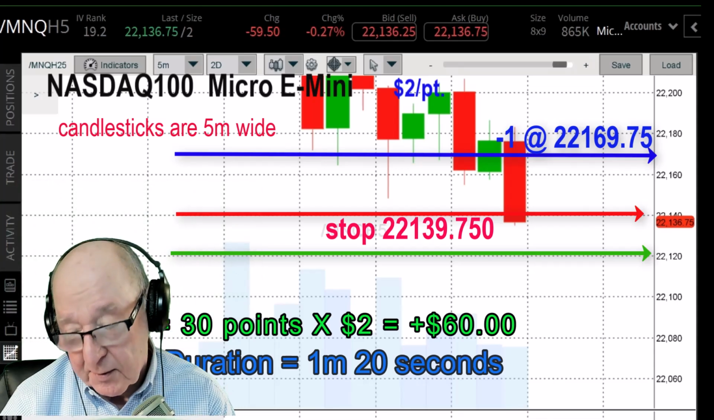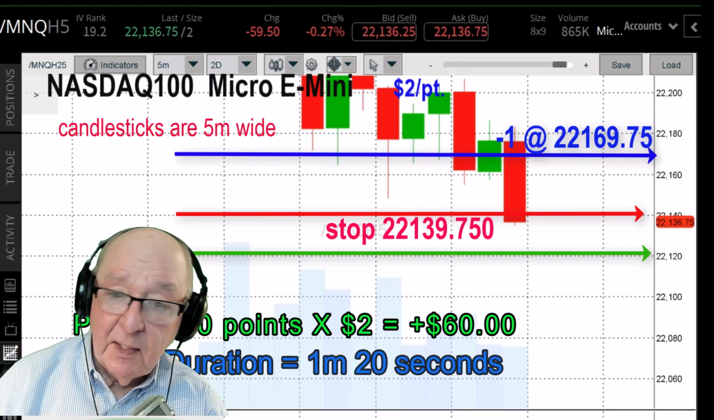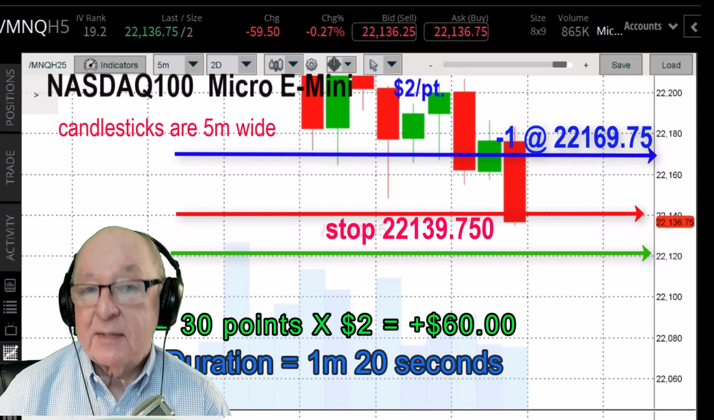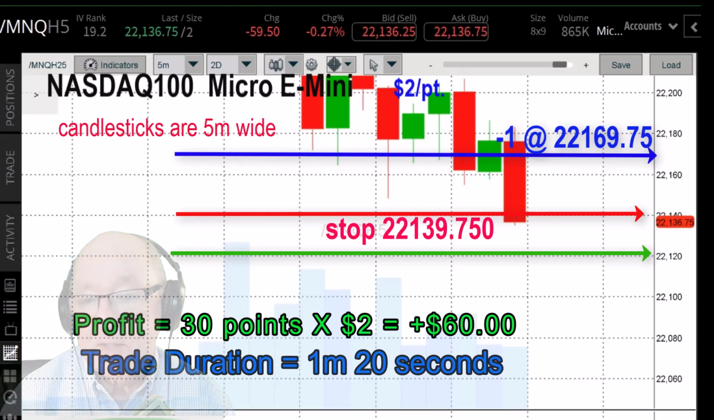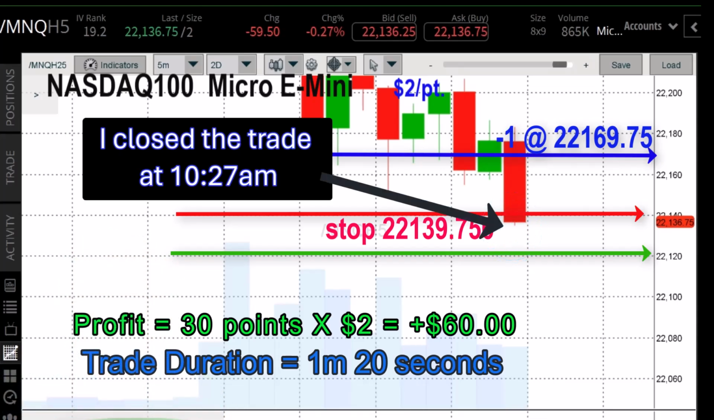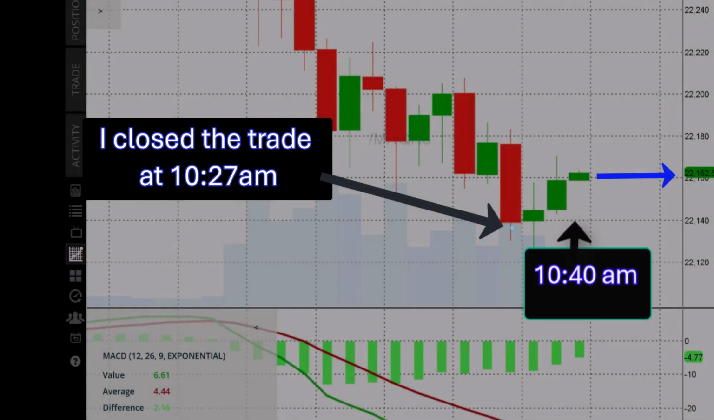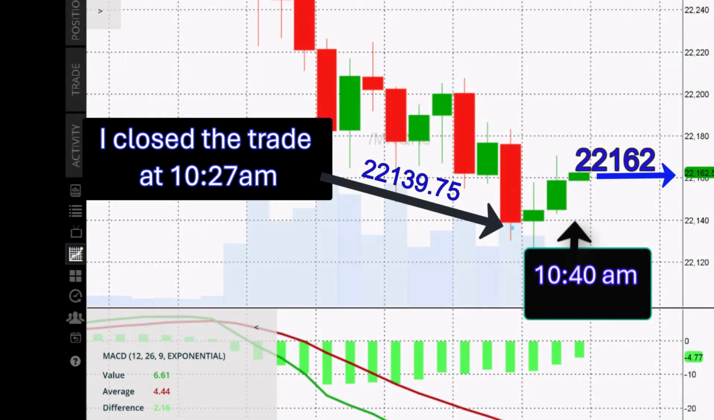You're going to find out as you get a lot of trades under your belt, if you're human, you're going to get in the habit of going back and looking to see if you did make the best decision possible. And what you're about to see on the screen now is I overlaid the same chart, but 13 minutes later at 10:40 a.m. And you remember I got out of the trade at 22,139.75. And the market went back up the next 13 minutes to 22,162. So with the genius of hindsight only, I was right.